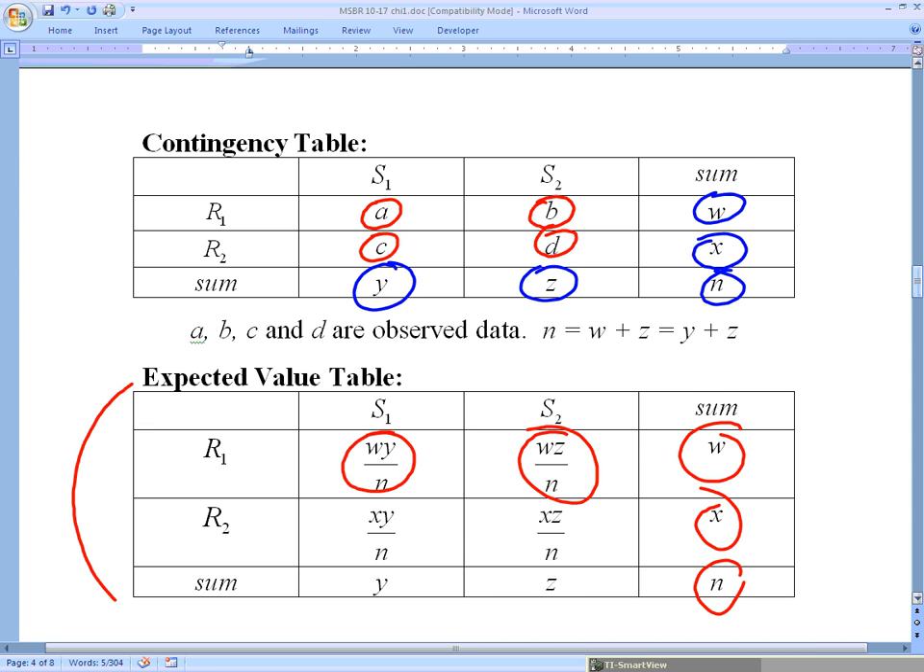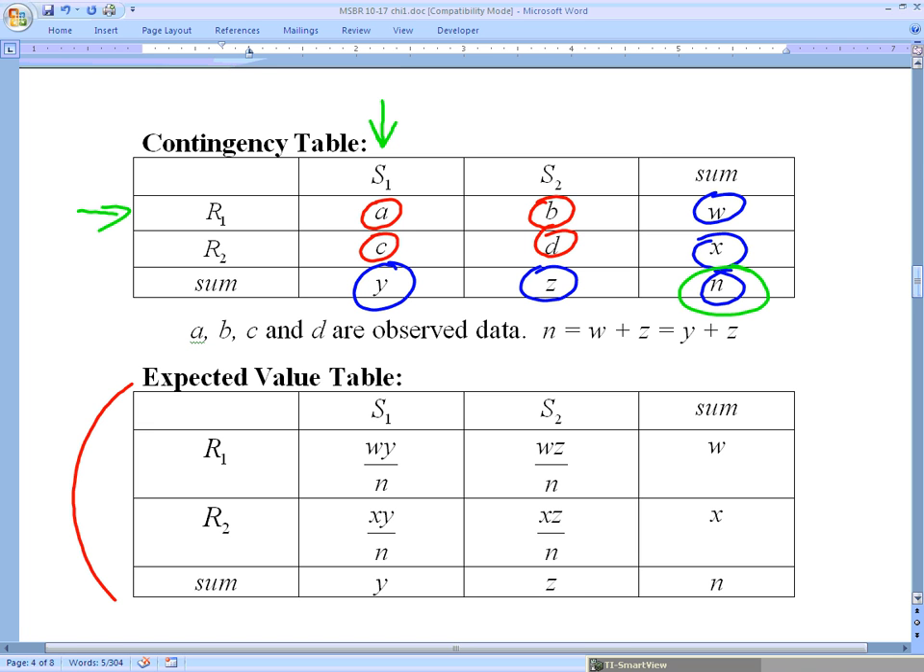So now we're looking for a pattern. How do we turn the totals, the blue, into what we have here in our expected value table? Well, let's look at the first row with R1. What was the total from that row? It was W. Let's look at our first column, the S1. The total from that one was Y. The grand total was N. And here we are, R1, first row, first column. It takes W and it takes Y, which was the total from this row and the total from this column. They got multiplied together and then divided by the grand total.